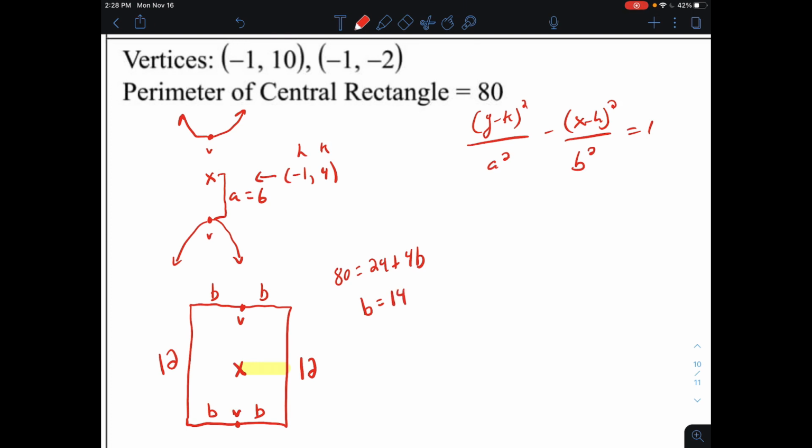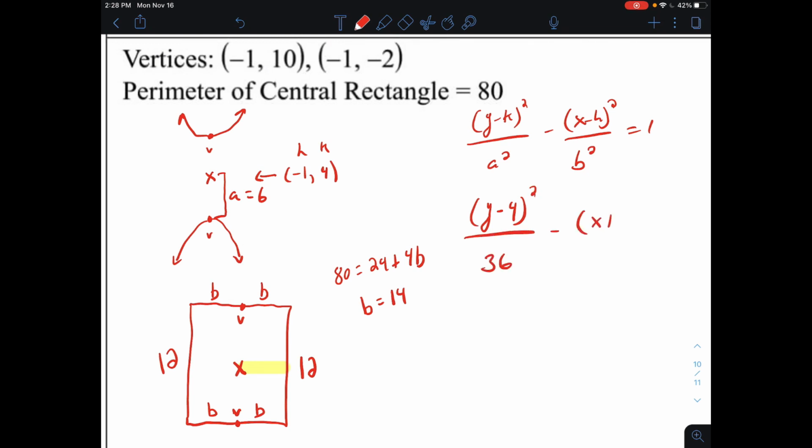Now that we know what a, b, h and k are, we plug everything in and we write our equation of our hyperbola. So our hyperbola equation would be (y minus 4) squared over a squared, which is 36, minus (x minus negative 1), x plus 1, squared, over b squared, which would be 14 squared, 196, is equal to 1.